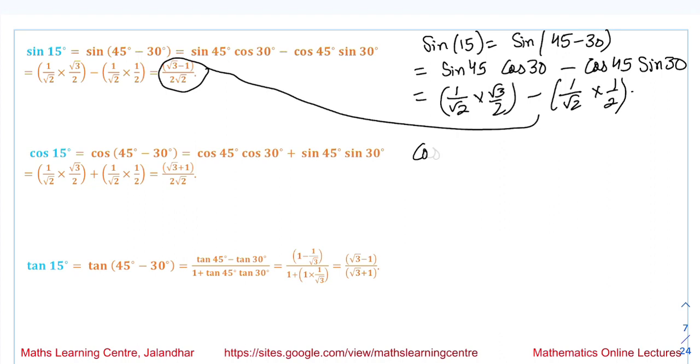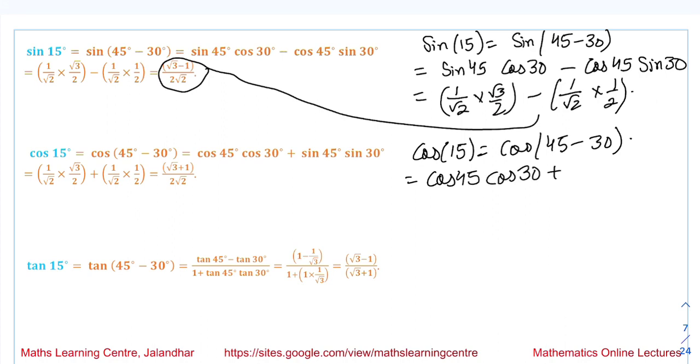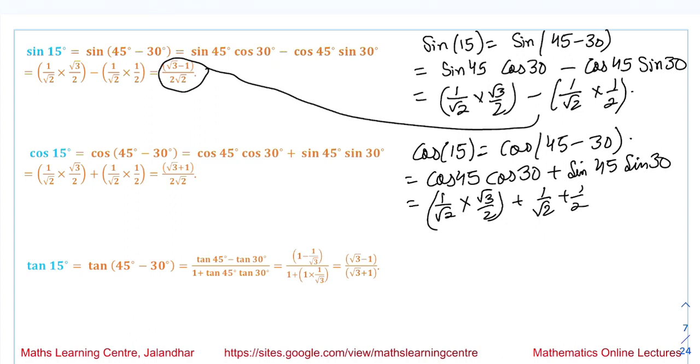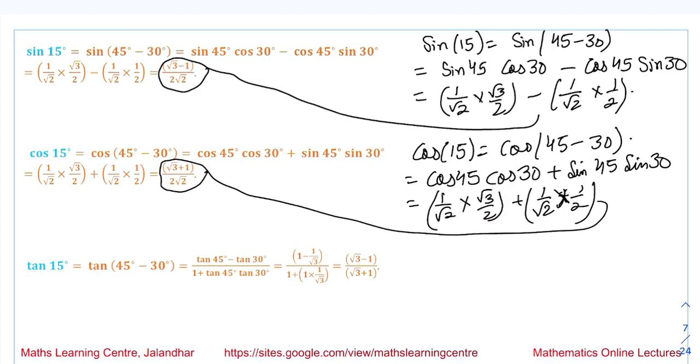Next, when we have to calculate the value of cos of 15 degrees, we write it as cos of 45 minus 30 degrees. The answer is cos 45 into cos 30 plus sine 45 into sine 30, and this comes out to be 1 by square root 2 into root 3 by 2 plus 1 by square root 2 into 1 by 2, and the answer is square root 3 plus 1 by 2 root 2.